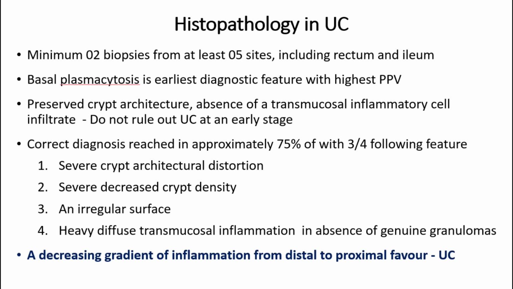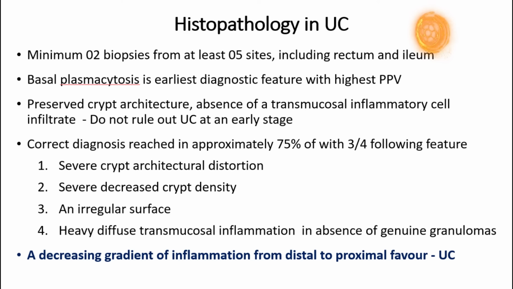So what are the histopathology features of ulcerative colitis? For diagnosis, we should take a minimum of 2 biopsies from at least 5 sites, including rectum and ileum. Basal plasmacytosis is the earliest diagnostic feature with the highest positive predictive value. So remember, basal plasmacytosis is a diagnostic feature. Preserved crypt architecture and absence of transmural inflammatory cell infiltrate do not rule out ulcerative colitis at an early stage.